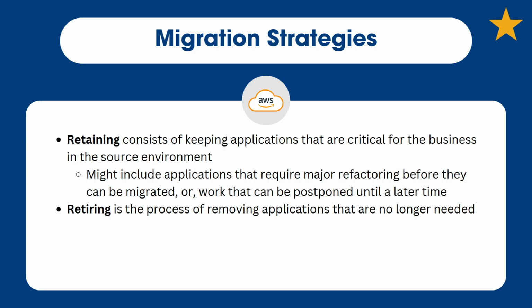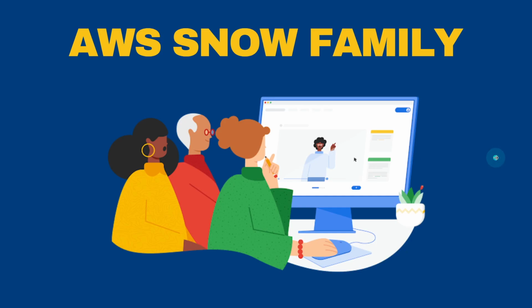And then there's retirement. This is the process of removing applications that are no longer needed. So just like in the term, right, retiring, you're getting rid of it. So that's going to be the retiring migration strategy. So it deletes unused apps instead of migrating them. So you're getting rid of what you don't need.